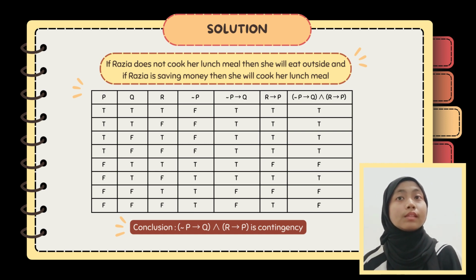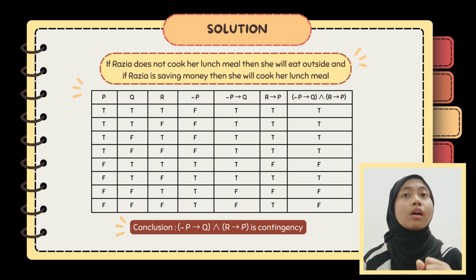Same goes to the sixth column, which is R then P. In this column, if R is true and P is false, then the condition for this column will be false. Other than that, all the conditions in this column will be true.